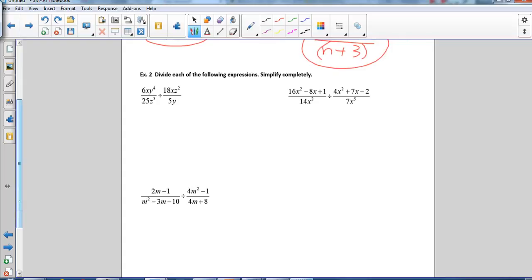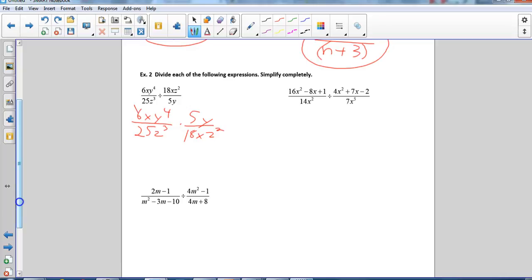Divide. Well, remember, divide is just multiply. So we're going to rewrite this as 6xy to the 4th over 25z cubed times 5y over 18xz squared. Now, if you want to do 6 times 5 is 30, that's great. But then you got to do 25 times 18, which is a big number, and that's just nasty. So I'm going to cancel.